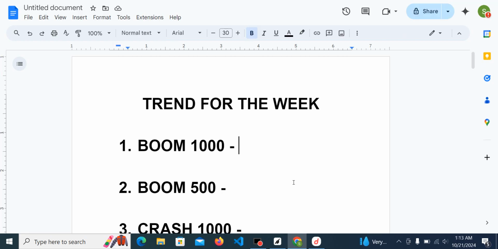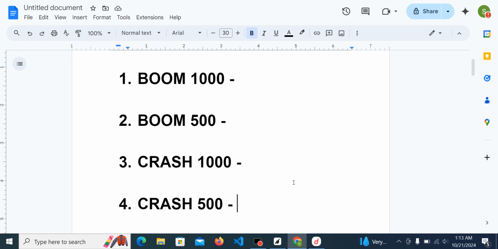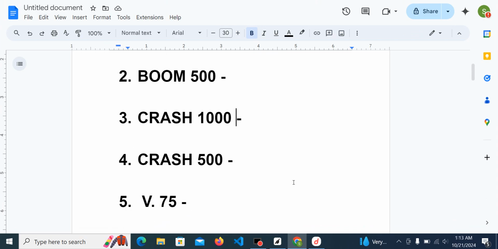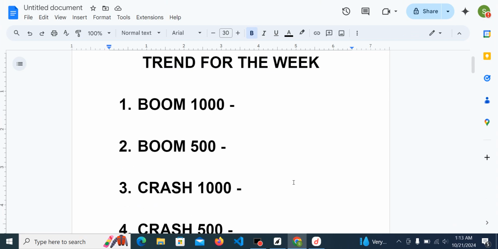So guys, these are the assets I will be checking out, and everything I will be doing here will be from the higher time frame so that we can capture more of the charts for the week. You should be able to balance between the higher time frame and the lower time frame whenever you are trading. So let's go straight into it, starting with Boom 1000.